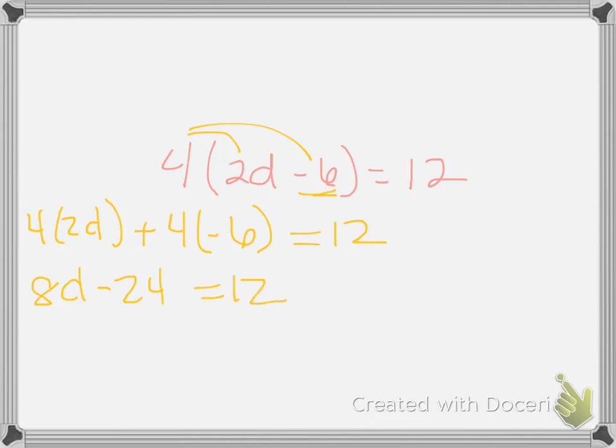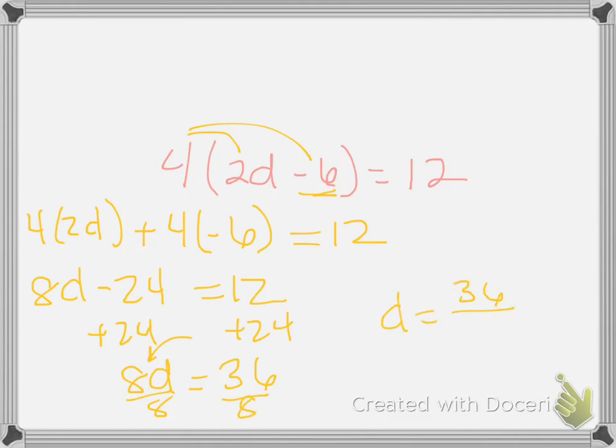If I wanted to solve from here, I have to get rid of the things not attached to d first. So this negative 24 is not attached to d. If I'm subtracting right now, to get rid of it I have to do the opposite, so I have to add it. So now I have 8d equals 36. To get rid of this 8, I'm multiplying in between 8 and d, so now I have to divide. So d equals 36 over 8. You could simplify it if you wanted to, but this is how I'm going to leave it, and then you could plug it back in and check it, but it's an ugly fraction.